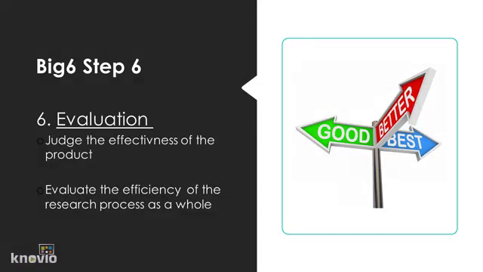The sixth and final step of this process is the evaluation step. There are 2 parts to this. The first is you need to judge the effectiveness of the product. Did the message come across clearly to the people that you were wanting to get the message to? Also, you need to evaluate the efficiency of the research process as a whole. What could you do well, and what could you do differently? And how did you know that you did a good job?